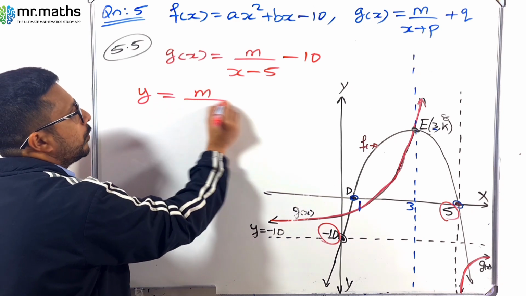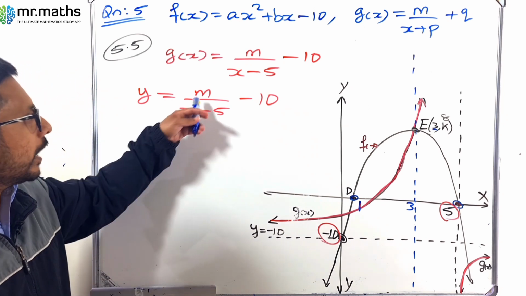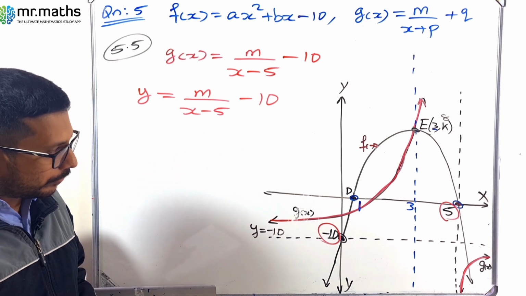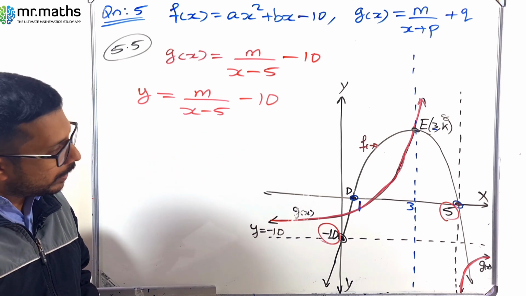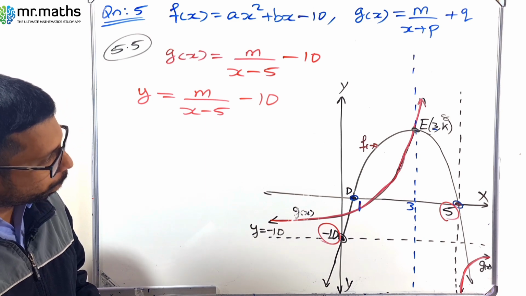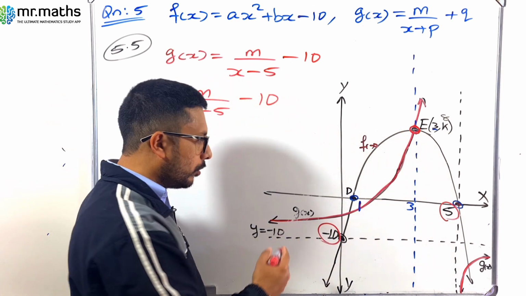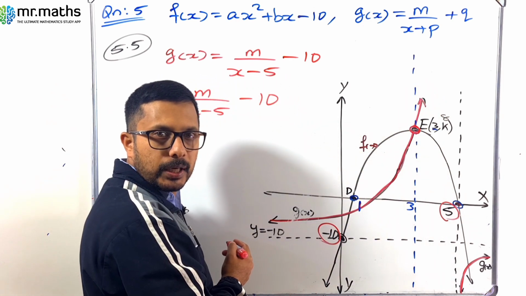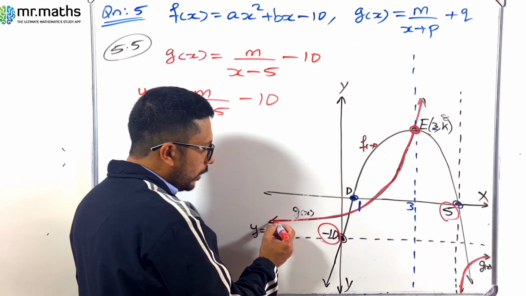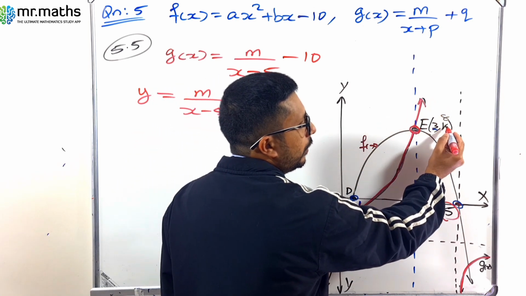Y is equal to m over x minus 5 minus 10. So how can you find the value of this m? We have to substitute any one point on that g of x graph. Which point do you know? Yeah, you know this point. This point is a point on this g of x also. Actually that is the turning point of f of x. But at the same time, that point is a point on this g of x graph. That is 3 comma 8, the k value is 8.